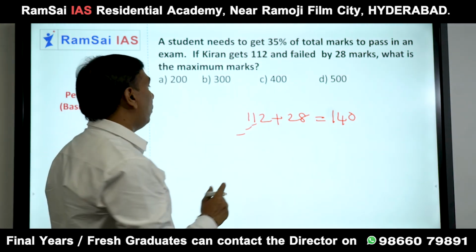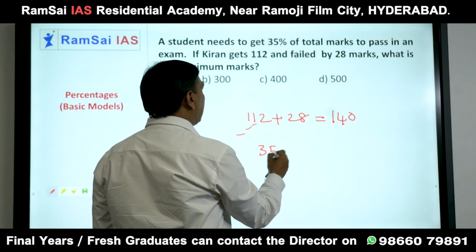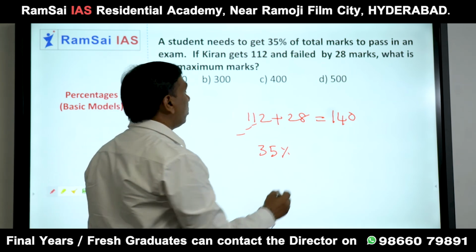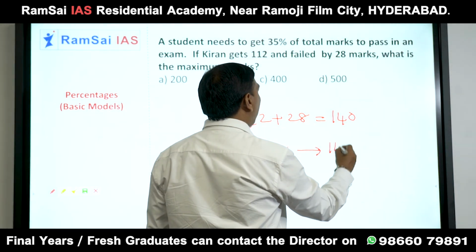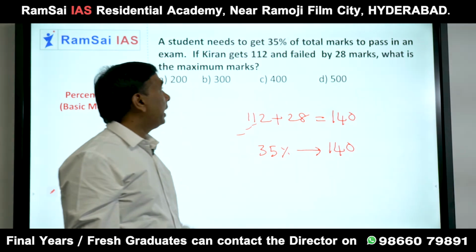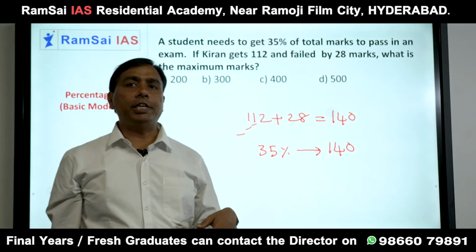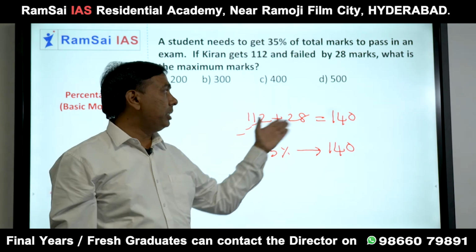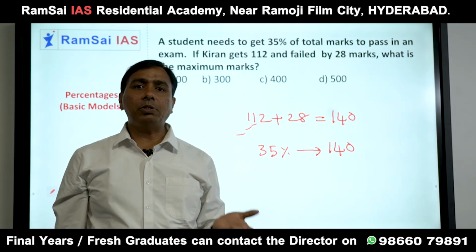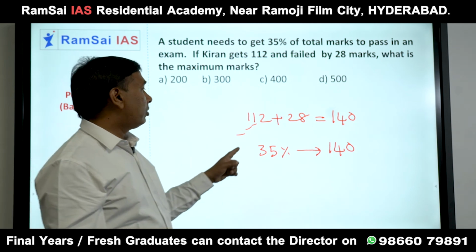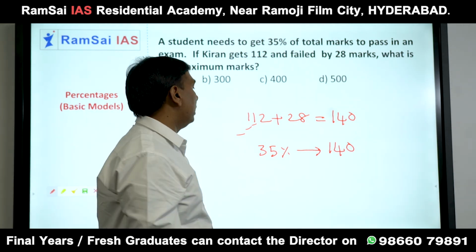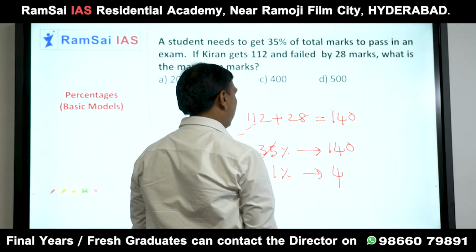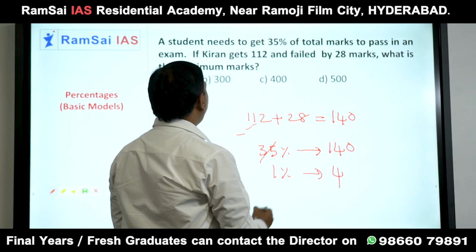So what is the percentage you are likely to get to pass the examination? 35%, he is saying. So 35% means 140. Kiran got 112 and failed by 28. Suppose you have given him a grace of 28 marks, that means if he gets 140, he is supposed to pass the examination, right? So 35% means 140. So 1% means what? 35 4s are 140. 1% means 4. So what is the maximum mark?